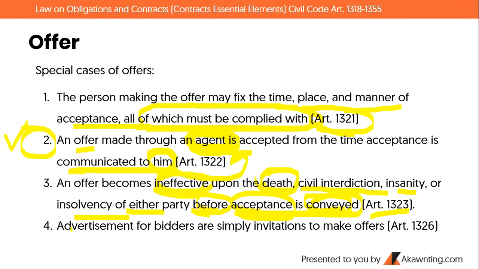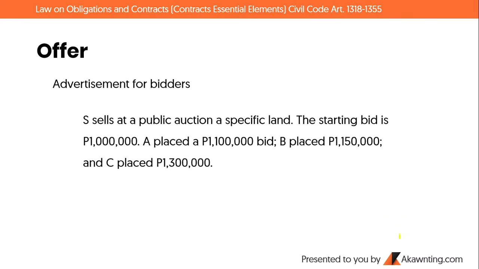Okay? Next, number 4. Advertisement for bidders are simply invitations to make offers. So, this is based on Article 1326. So, anong ibig sabihin nito? Let's take an example. Si S nagbebenta at a public auction a specific land. The starting bid is 1 million. A places a bid which is 1,100,000. B places 1,150,000 and C places 1,300,000.